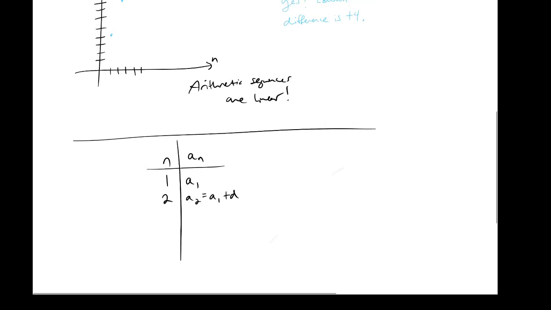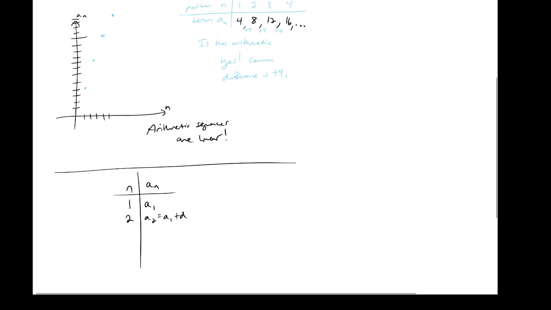Go back to what our sequence was up here: 4, 8, 12, 16. Our third term, A sub 3, which wound up being 12, the way we got it is that we added to A sub 1 twice the common difference, or 2d, which was 8 total. 4 plus 8 is 12.